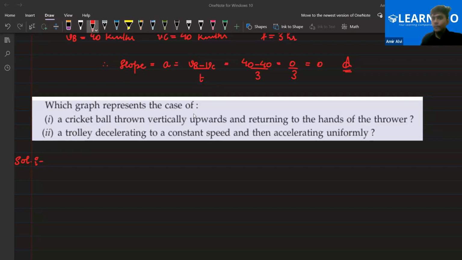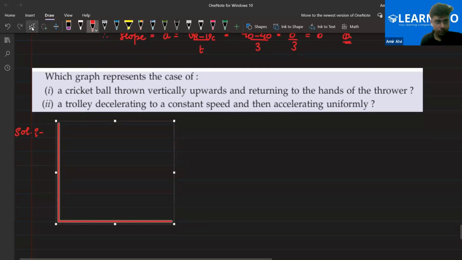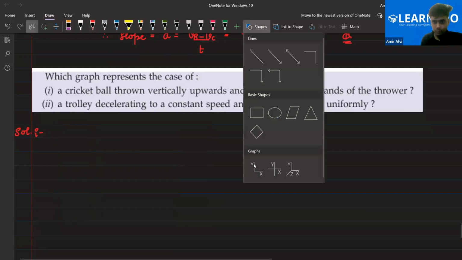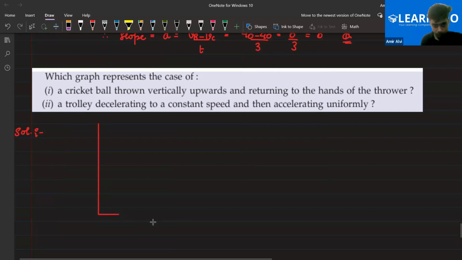right? So it means that initially, when you throw a ball, you have given some initial speed to the ball, but at a certain point, that is the highest point, the ball will stop, right? So in that case, let's draw it. Like this. Okay. So this is the example.